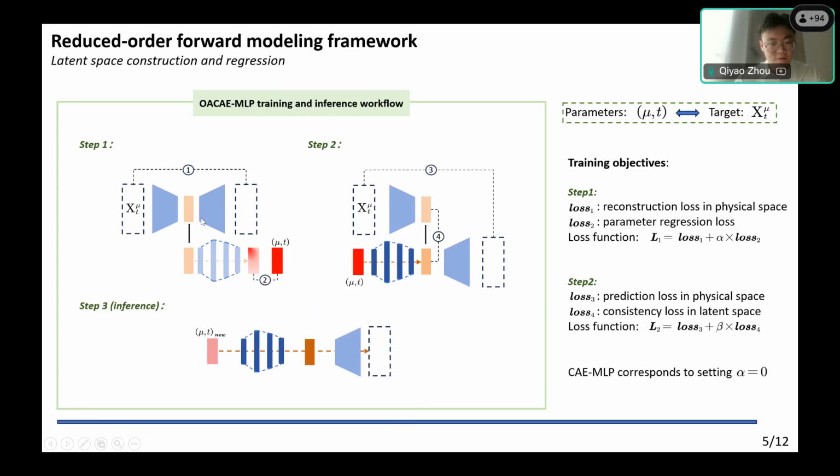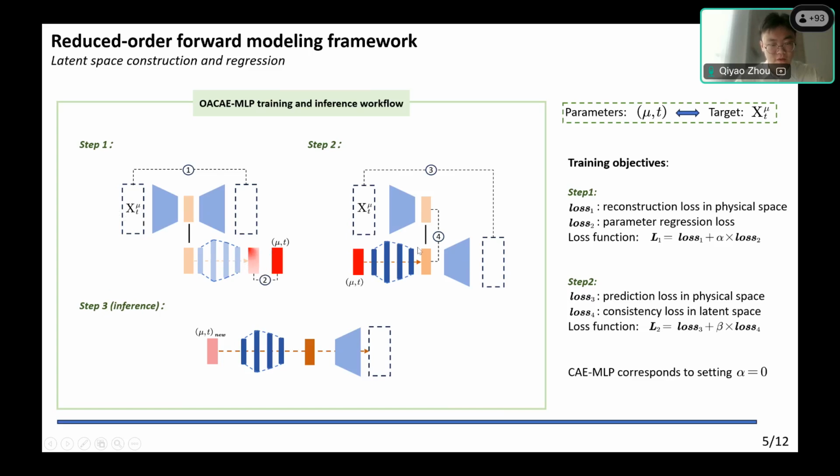The workflow has 2 training stages and 1 inference step. In step 1, we train an autoencoder to reconstruct the physical space, and at the same time, we train an MLP here to output the parameter, which is associated with each velocity field over time. And this can give us a physics-aware latent space.